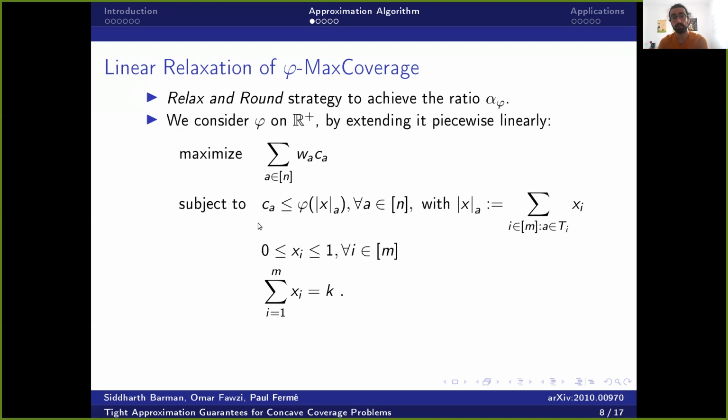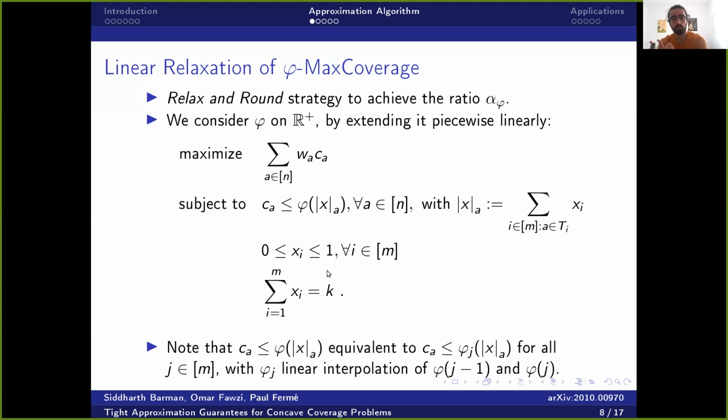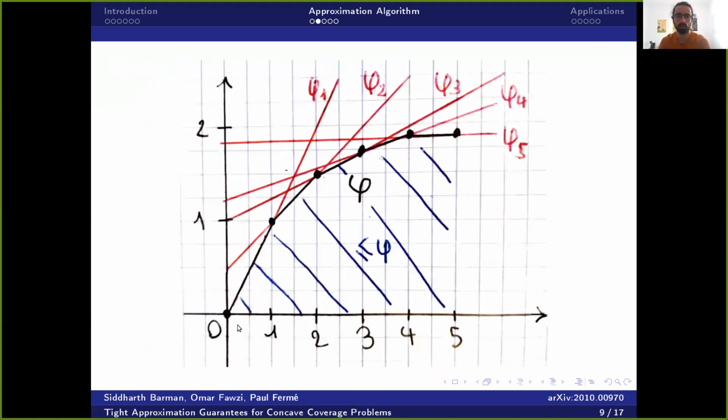For now, it's not clear it's indeed a linear program because we've got this constraint, which is not linear. But in fact, this can be coded by m linear constraints with phi j linear interpolation of this. And thanks to concavity of phi, this will be linear and works. So a picture is better than a long speech. So it's just because of this.